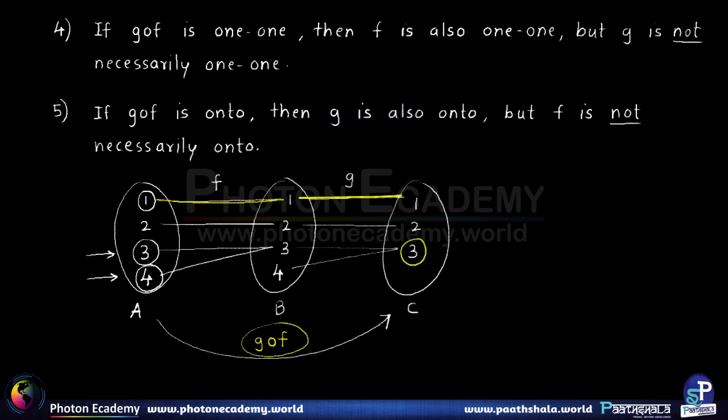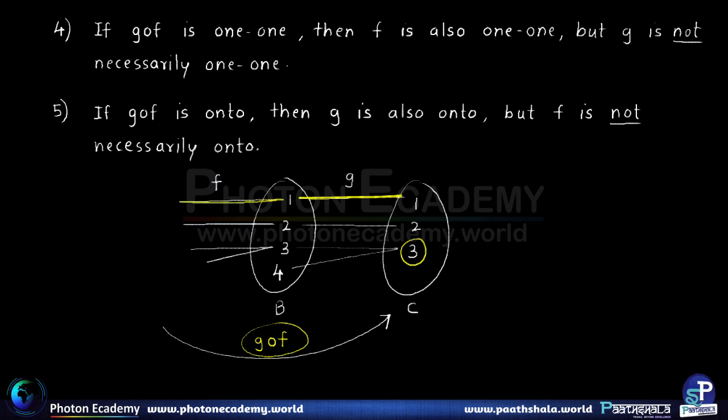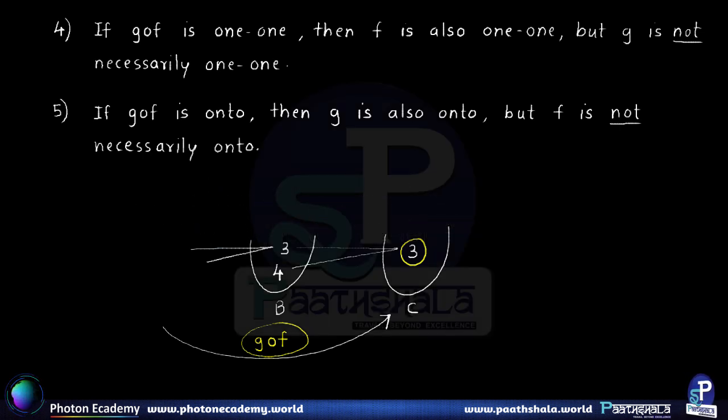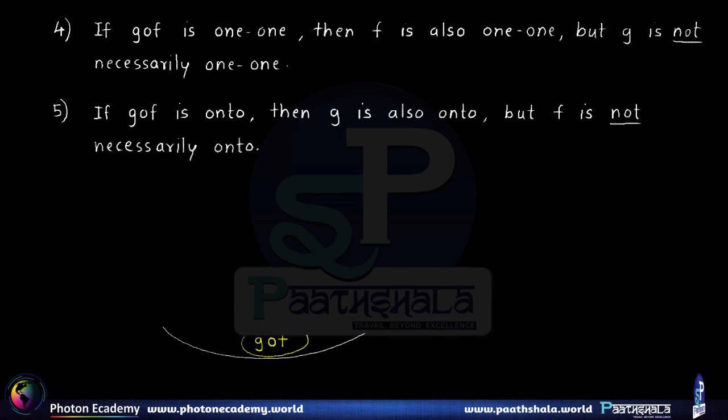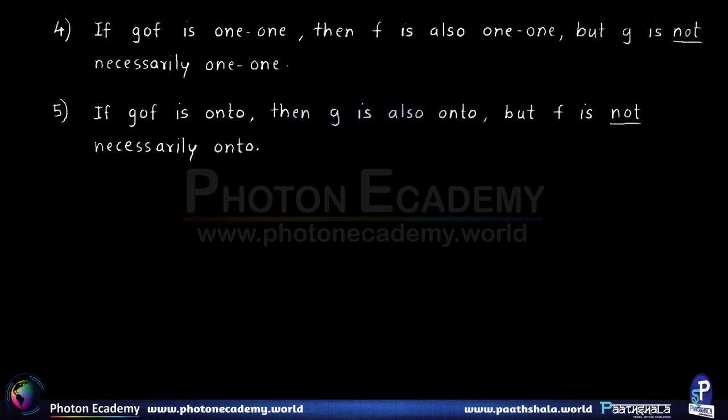And similarly we can also verify the fifth property, that is given as: if g of f is an onto function, then g also has to be an onto function, but f is not necessarily onto. Alright, so now here it is in the opposite sequence, that is g of f is onto, then g is onto, and g means it's the second function in the sequence, that also has to be an onto function. But the previous function, which is f, need not necessarily be onto.